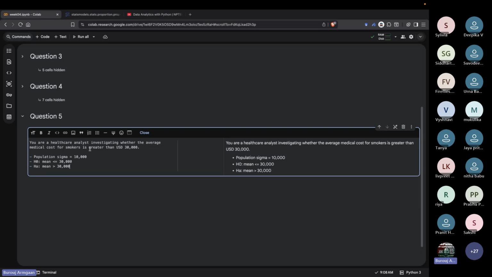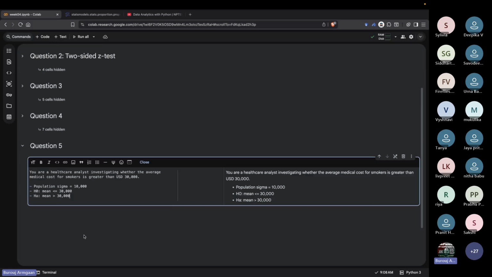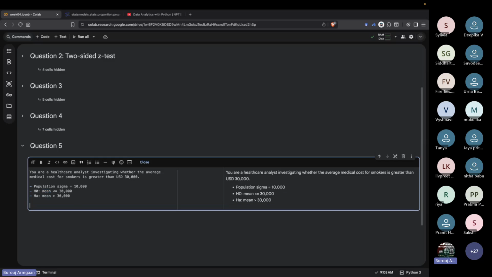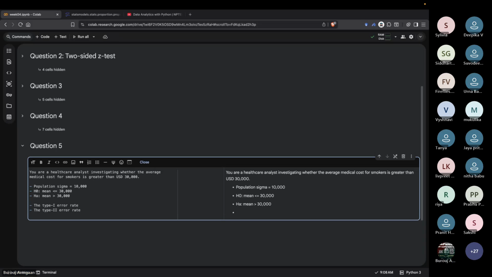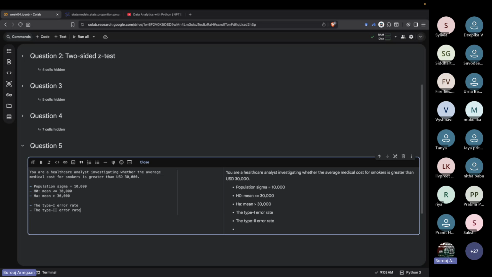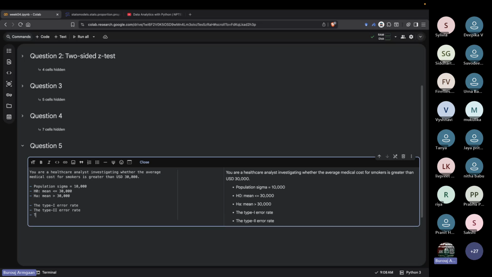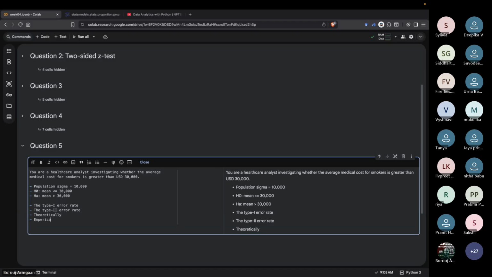Okay, so this part we know how to do. We have done it thrice now. We know the sigma, we know we have to do a z-test, we compute the p-value, or we can do the critical value. Anything works. What we are interested in is, can we compute the type 1 error rate, can we compute the type 2 error rate? And for the second part, in fact, I would say, can you do it theoretically? Can you do it empirically?